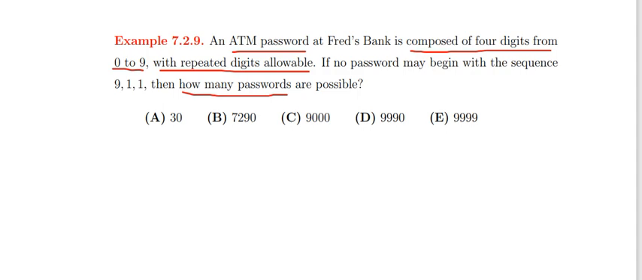So we have 4 digits. For the first one, it could be from 0 to 9, so we have 10 ways, right? The second one, we also have 10 ways, because we can repeat. So 10, 10, 10, 10. So it seems like 10 to the fourth power.